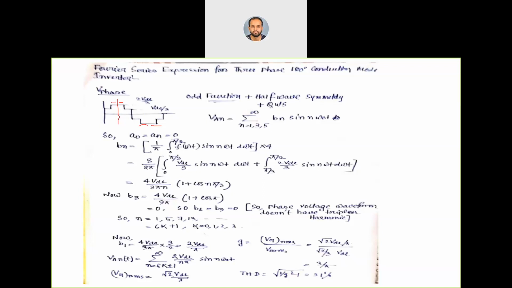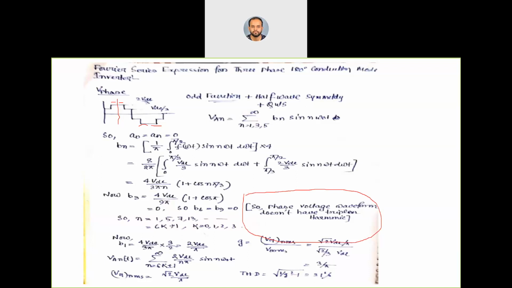Now if we try to find B3, we see that it is 0. So B6, B9, all the values are 0. So we can comment that the phase voltage waveform doesn't have any triplen harmonics. So the third order harmonic, the triplen harmonic, is eliminated. So the 3, 6, 9, 12 order harmonics will be equal to 0. So you only have the 1, 5, 7, 13, 17 harmonics.